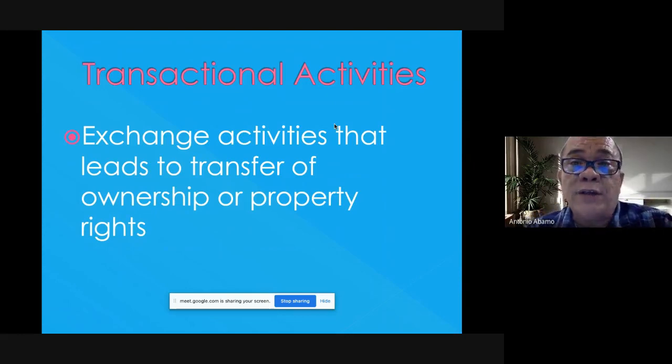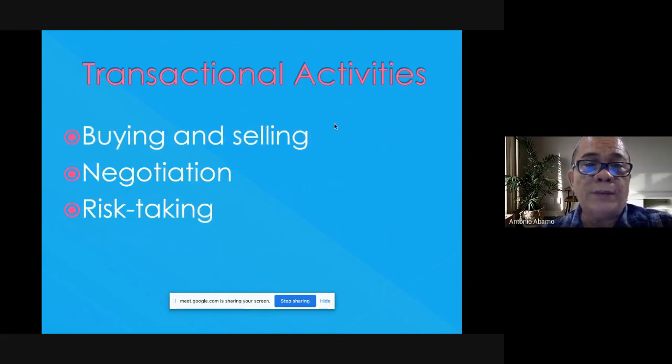In a transactional activity, this cannot happen without transfer of ownership. It also involves two exchanges on opposite sides of the equation. You have the product transfer and the money transfer or the payment transfer. Now a transactional activity also involves buying and selling, negotiation, the tawad, you have to haggle with the one selling, and the risk taking.